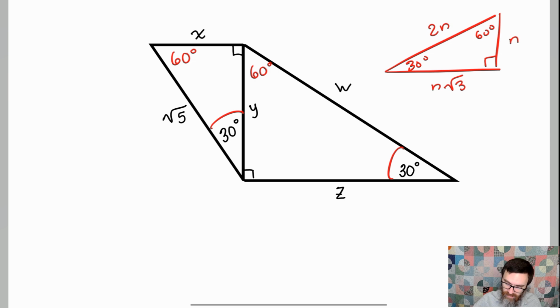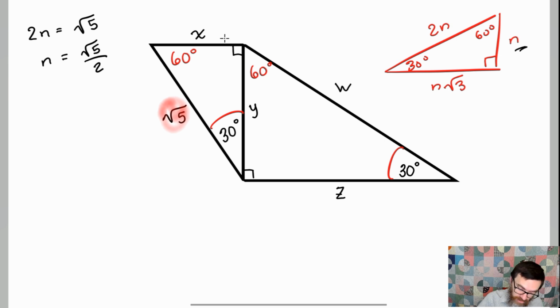If I look at the piece that I'm given, the square root of 5, that happens to line up with the hypotenuse, which is 2n. So maybe off to the side we kind of work that out. So that means that 2n for this is going to be the square root of 5, which means my n value for this first right triangle is the square root of 5 over 2. So it means that the short side, the side opposite 30 degrees, is the square root of 5 over 2. So that's what this guy is, the square root of 5 over 2.